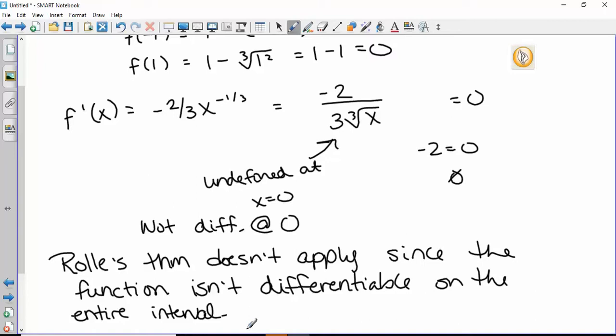So questions 13 and 14 were really mean value and Rolle's theorem questions, but I was just trying to get you to think about them a little bit differently. Think about what they mean and when they work.